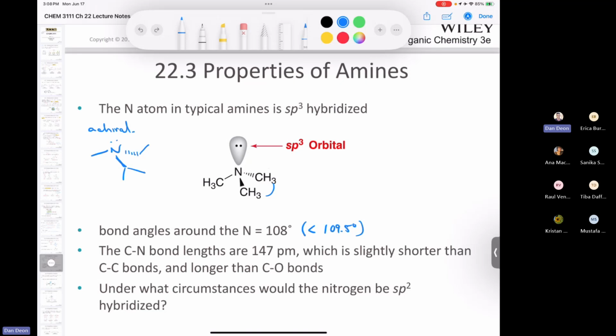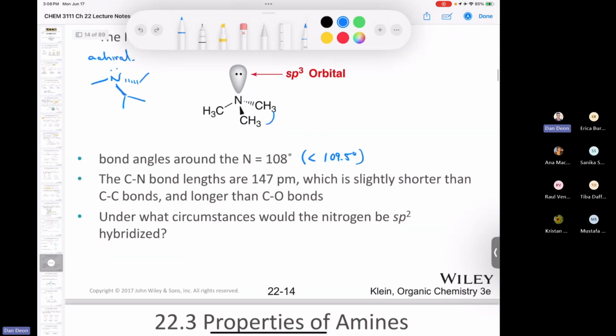It says here, under what circumstances would a nitrogen be sp2 hybridized? I'll tell you the one you should remember. I'll underline this: when it's part of an amide. If you have something like this, this is N,N-dimethylformamide, or DMF. You look at this and say, well, it's got 3 bonds and 1 lone pair, so it's sp3. No, it is not.